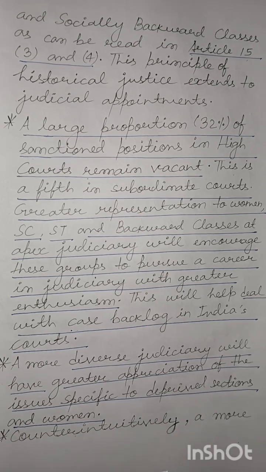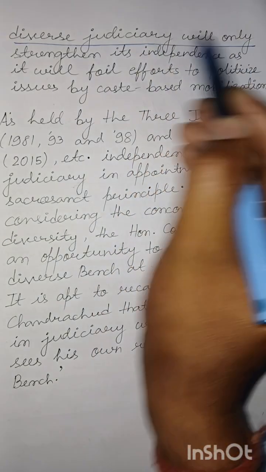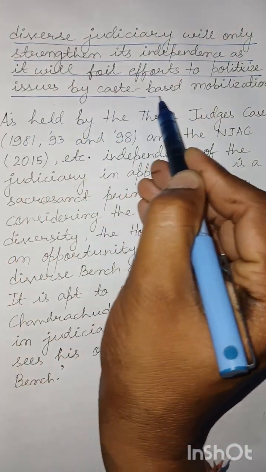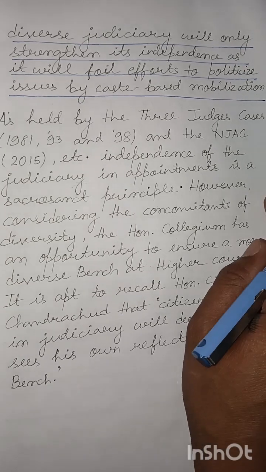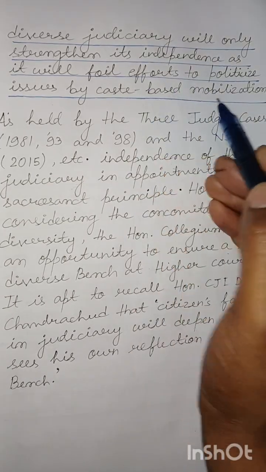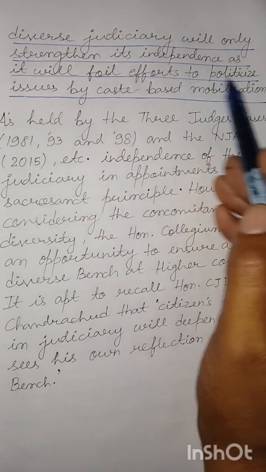Moreover, counterintuitively, a more diverse judiciary will only strengthen its independence, as it will foil or preempt the efforts to politicize these issues, that is the non-representation of these sections, by caste-based mobilization. Sometimes particular caste-based parties have called for greater representation for deprived sections and women in the judiciary. This is mostly a political stunt actually, and preempting these groups by appointing more and more people from these sections and women to the higher judiciary would indeed foil these politicization attempts.